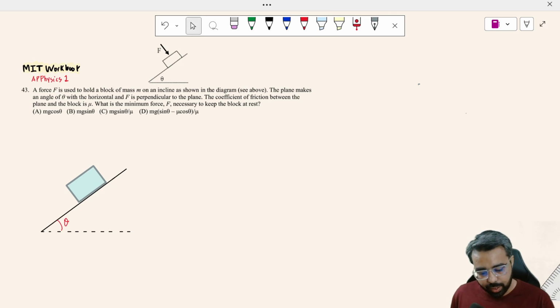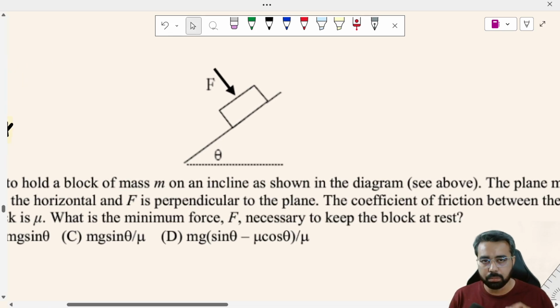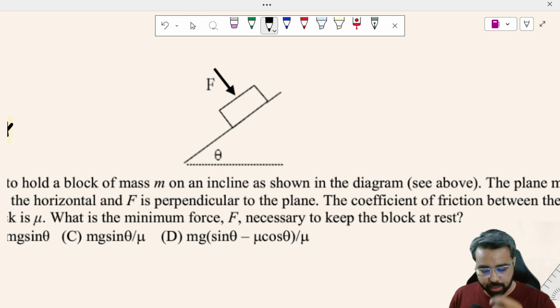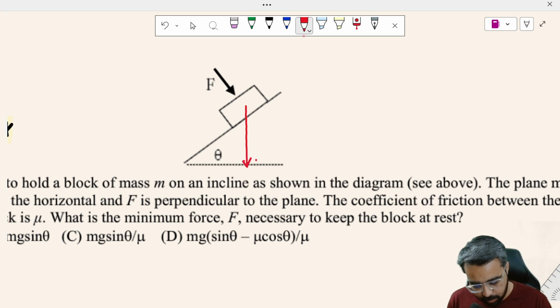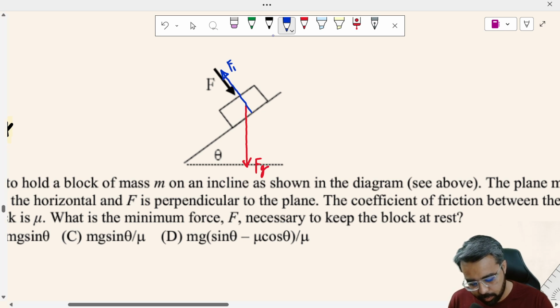So in this question, as you see this ramp on which a block is placed and a force F is exerted on this block, but just for a moment, just assume there's no force exerted on this block, this F I'm talking about. So then in that case, there will be two forces. The one is a force of gravity and the other one must be the normal force, and that normal force will be countering the one component of weight.